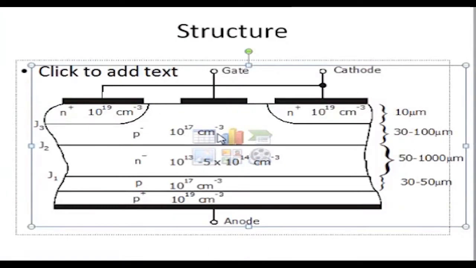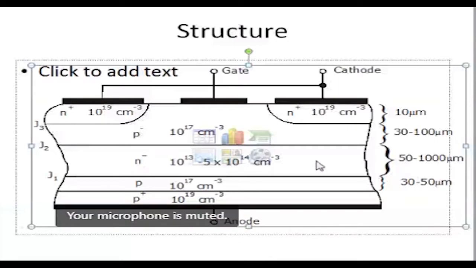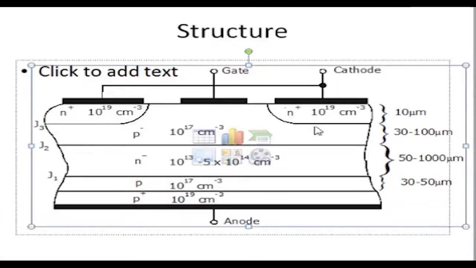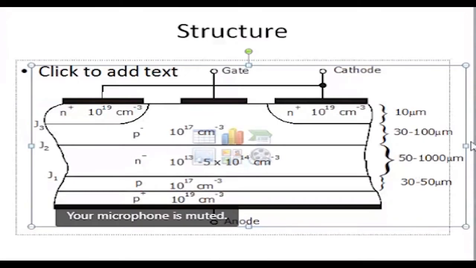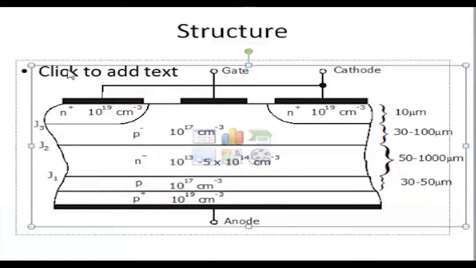I'm repeating again. Can you see this now? Can you see the figure? See the width of each layer. What is the width of P1? 30 to 50 micrometers. Now the N1 layer, 52,000. Next, the P2 layer, 30 to 100. What about the N2 layer? 10. You can see that, 10 micrometers.